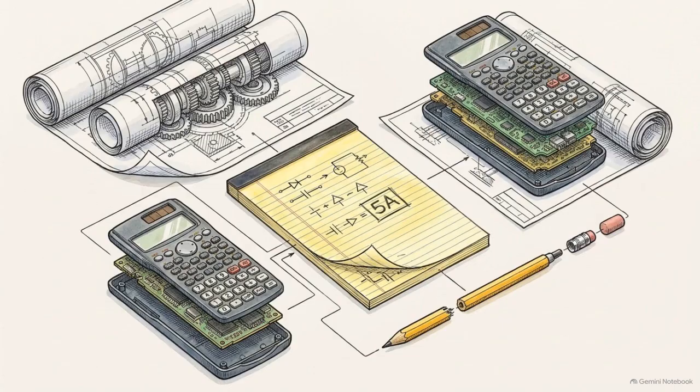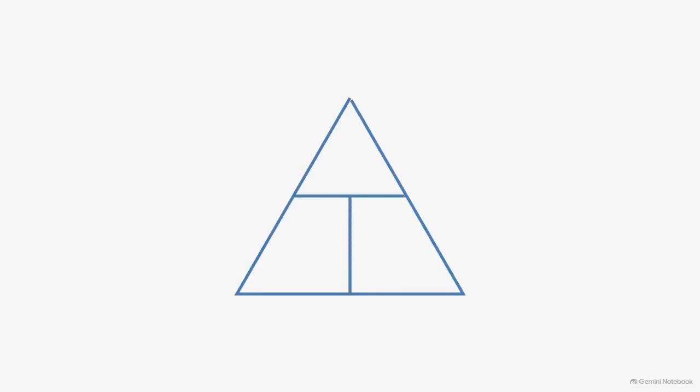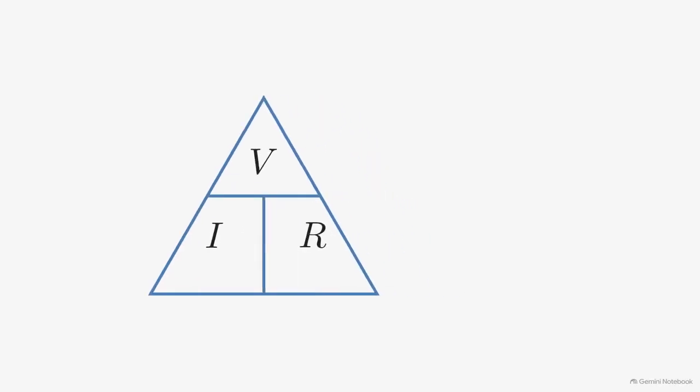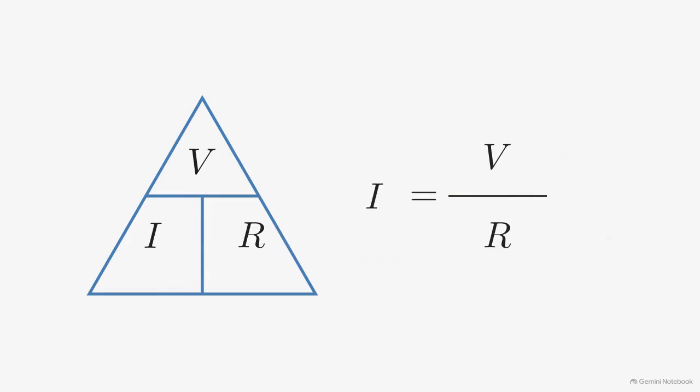You won't always have a physical circuit built to test. Sometimes you have to mathematically predict the current using Ohm's law. This whiteboard shows our base formula. I equals V divided by R. Current equals voltage divided by resistance.